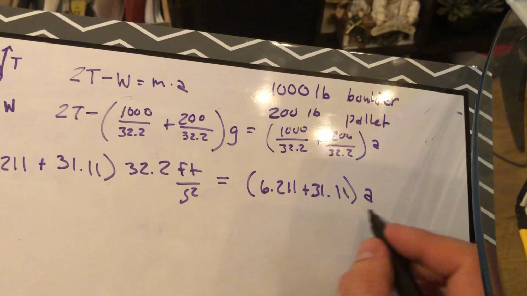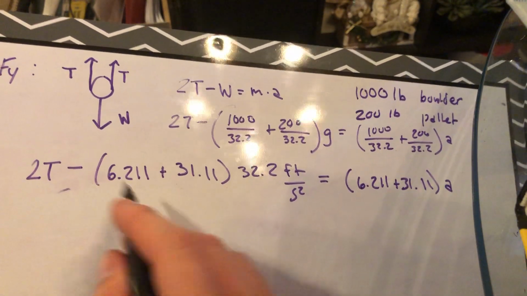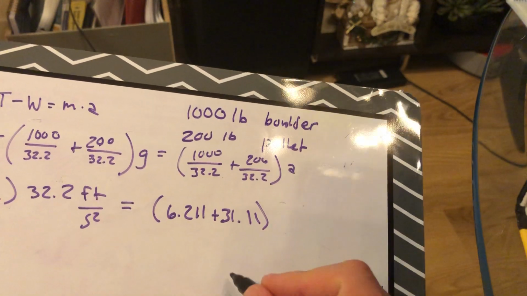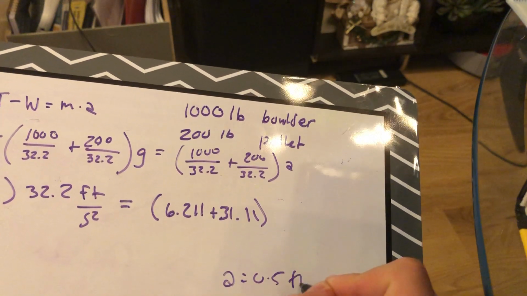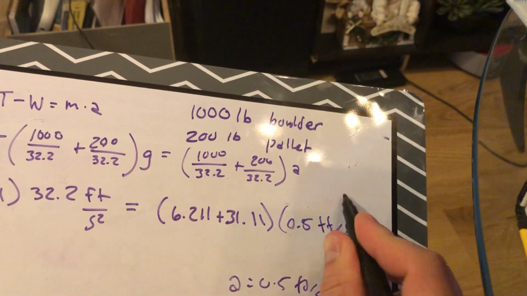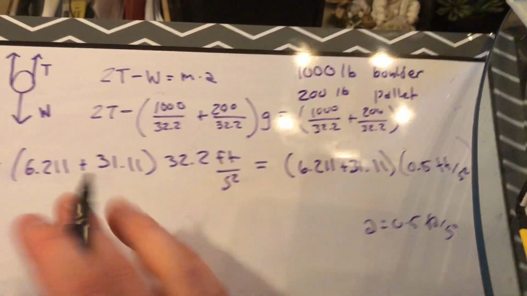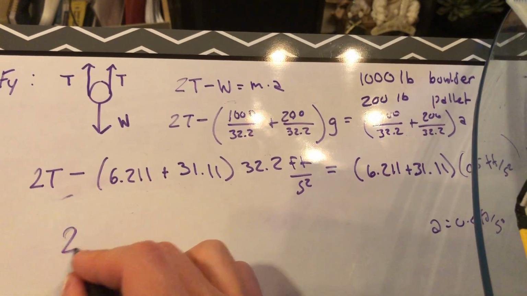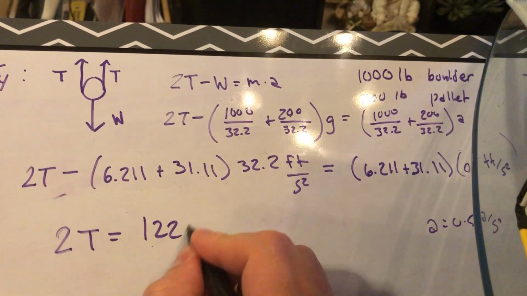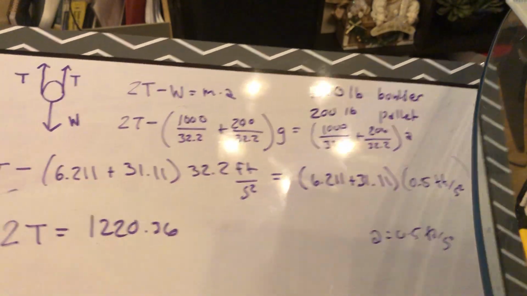Okay, so that makes sense. So we'll sub in 0.5 for that. Let's see if we can simplify this a little. So A will equal 0.5 feet per second squared. Okay, so we have our term here. Now we can isolate for the tension. So 2 times the tension is going to be 1220.36. It's going to be this term minus this term.